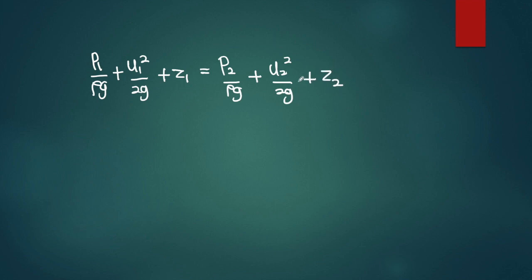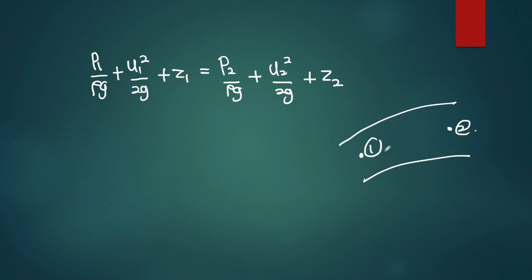So when you are applying it to 2 points in your stream, let's say you have your stream and this is the first point and this is the second point, and you want to see the change of energy between point 1 and point 2, then you will apply the Bernoulli's principle. From the Bernoulli's principle, you may find the value for pressure 1 or pressure 2, or you may want to calculate the velocity at point 1 and the velocity at point 2, and Z1 and Z2.